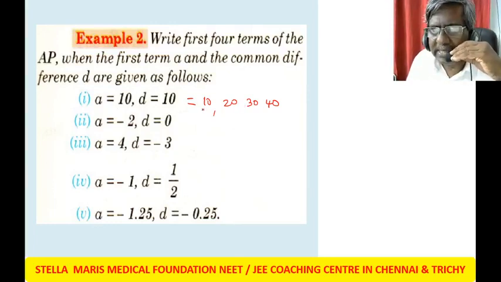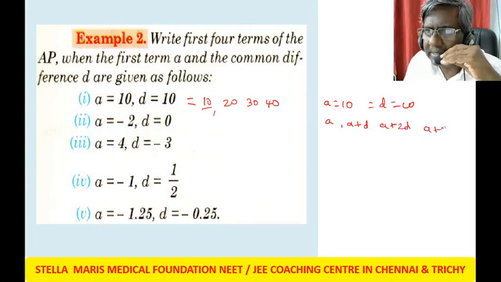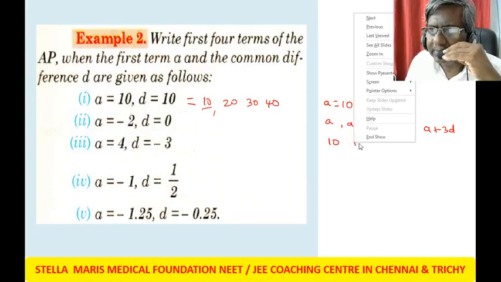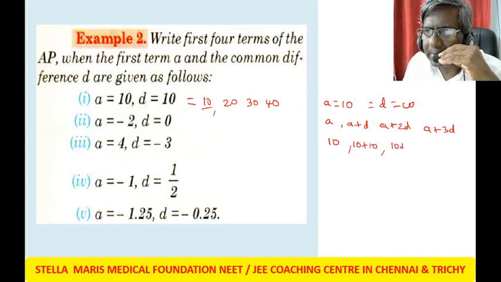See these first things. A is equal to 10. What will be the next terms? I'll write here also. When A is equal to 10, D is equal to 10. What will be the terms? It will be A, then A plus D, then A plus 2D, then A plus 3D. These are the 4 terms. A is 10. A plus D is 10 plus 10. What is A plus 2D? A is 10 plus 2 into 10. A plus 3D is 10 plus 3 into 10.